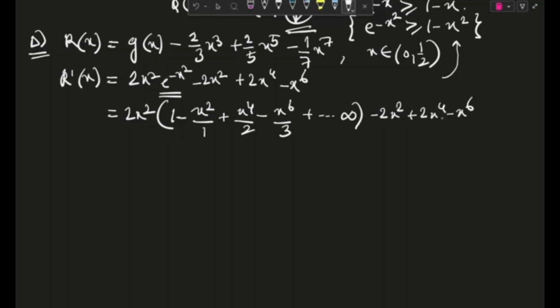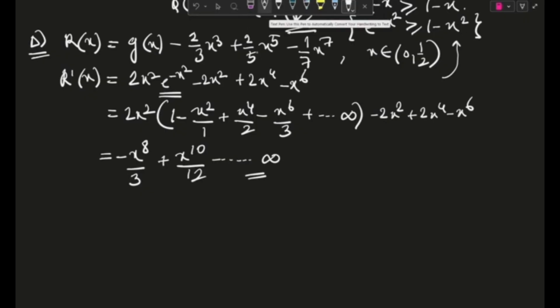So now if we simplify this particular thing, you will observe what we have is minus x power, we will have 8, I guess. I hope I'm not wrong with the calculations. Yeah, we'll actually have minus x power 8 whole divided by 3, and this thing will come out to be plus x power 10 by 12, and then dot dot dot till infinity. We don't need these terms. So this is what we will have. So if you observe once again, p dash x will be less than, I'm sorry, not p dash, r dash x will be less than or equal to 0.